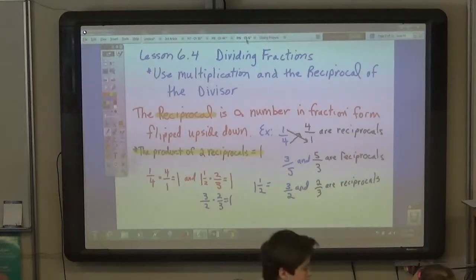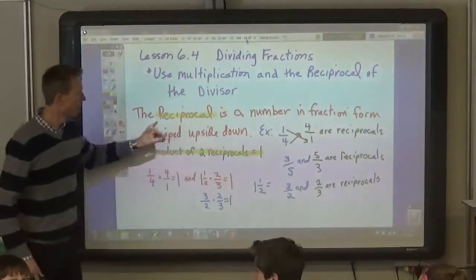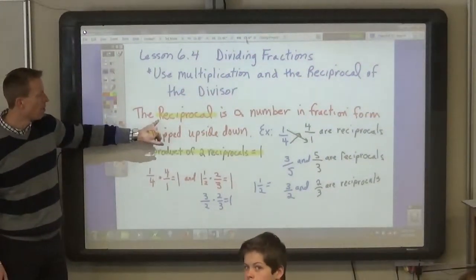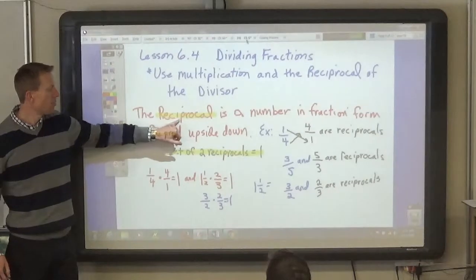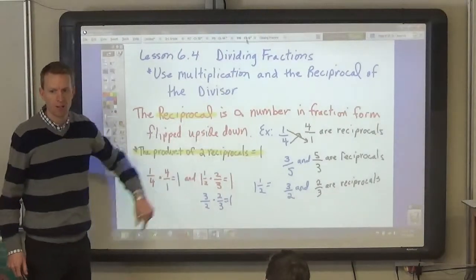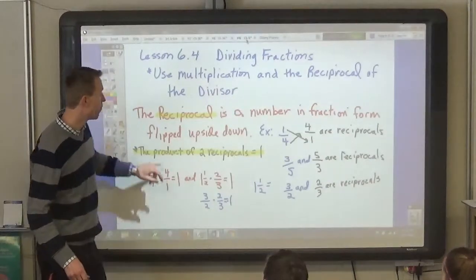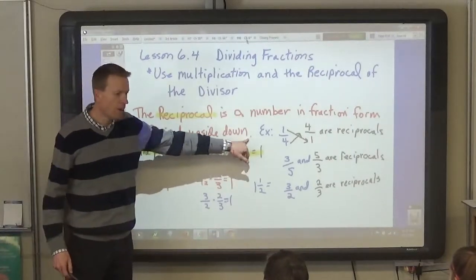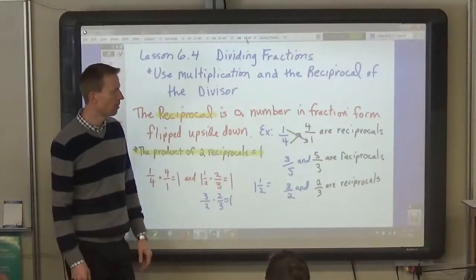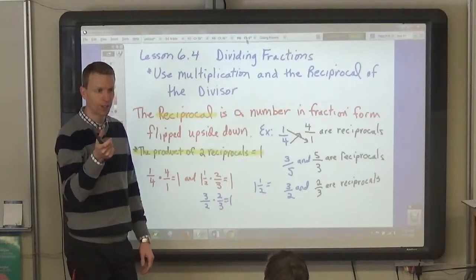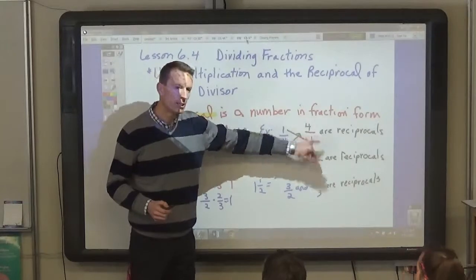All right, sixth graders, we're going to talk about how to divide fractions today. And we're going to use a concept that maybe you're familiar with, but the word here is reciprocal. Repeat that word. Reciprocal. A reciprocal is a number in fraction form flipped upside down. So when you're given a fraction, for example, 1 over 4, if you flip that fraction over to 4 over 1, these two numbers are called reciprocals of each other.